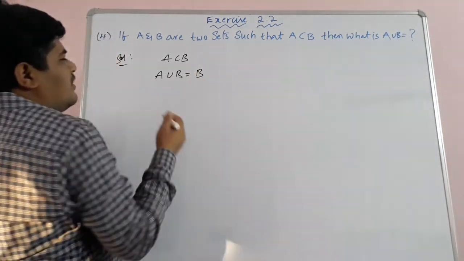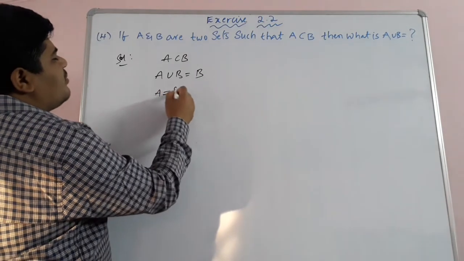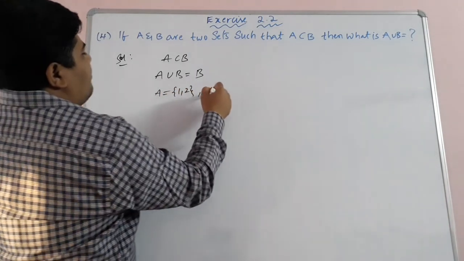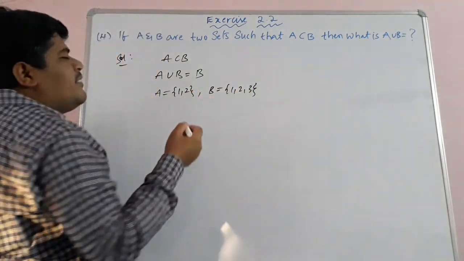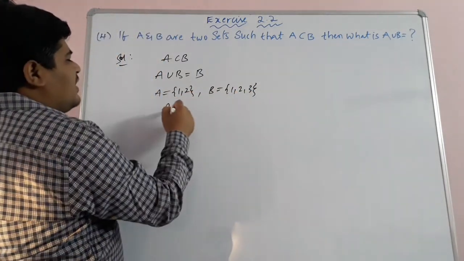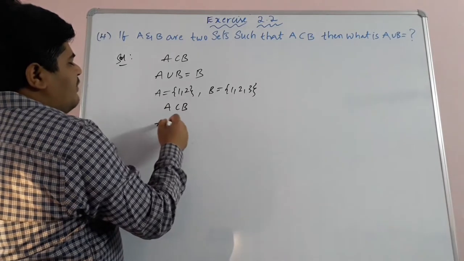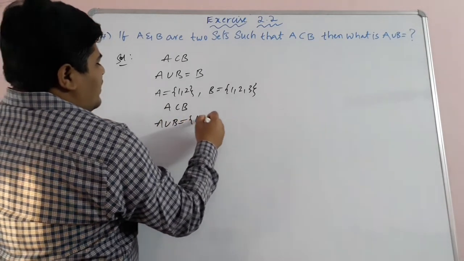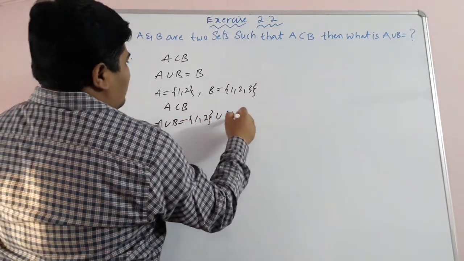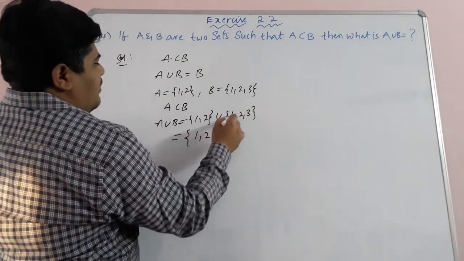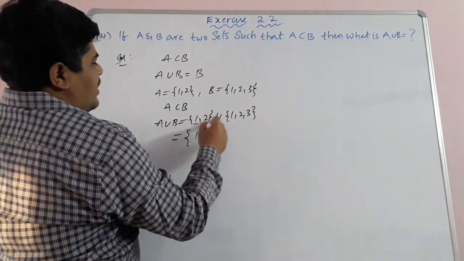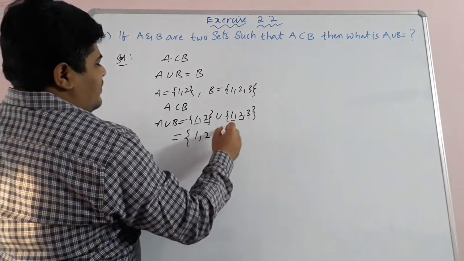If you want, you can see one example, children. A is equal to, suppose, 1, 2. B is equal to 1, 2, 3. Here whatever elements are in A are also in B, so you can say that A is a subset of B. Then what will A union B be? {1, 2} union {1, 2, 3}. So what will you get? 1, 2, the common elements, and 3 is here, so we can write that.